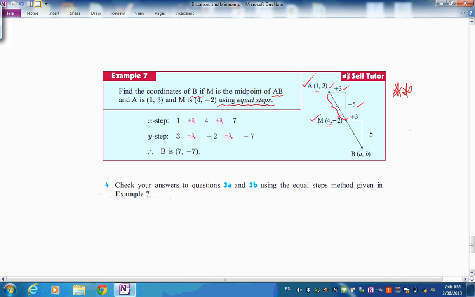Well, if M's a midpoint, then we should do it again, shouldn't we? Exactly the same movement. So let's do the same movement. We'll have to add 3, that'll give us 7, and then take 5, -2 take 5 would be -7. They've done their working out over here. Okay, get the idea. It's to duplicate that crucial property of a straight line.